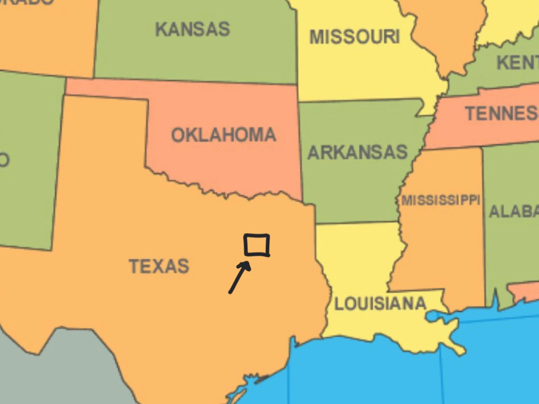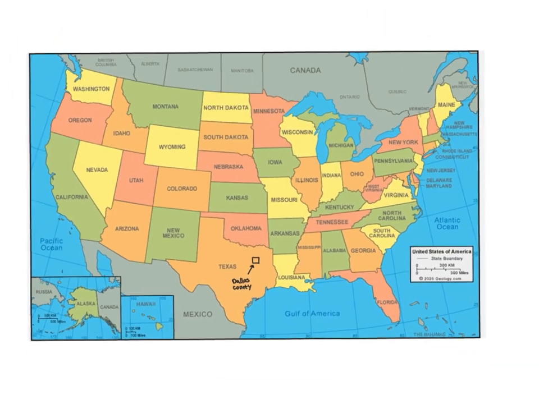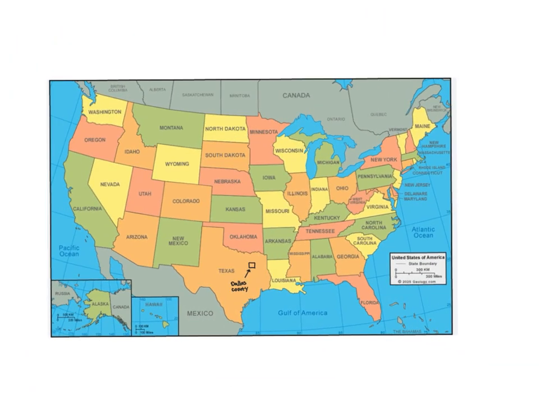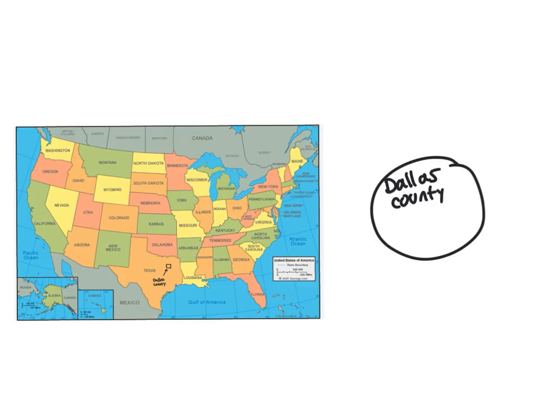This little square right here represents Dallas County. Dallas County is inside Texas, and Texas is inside the United States. If you're watching this video from a Garland ISD school, you are inside Dallas County right now. So I'm going to start creating a diagram, and right now I'm just going to create one region. It's going to be my Dallas County region.